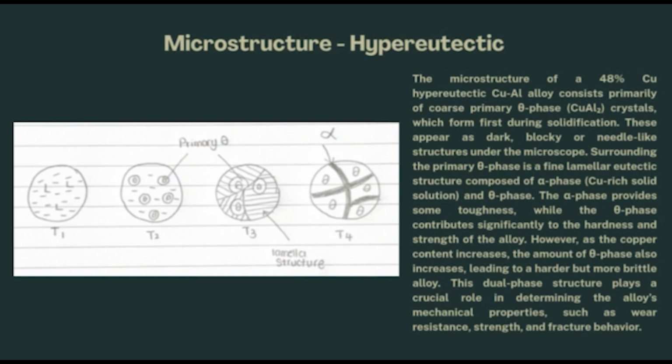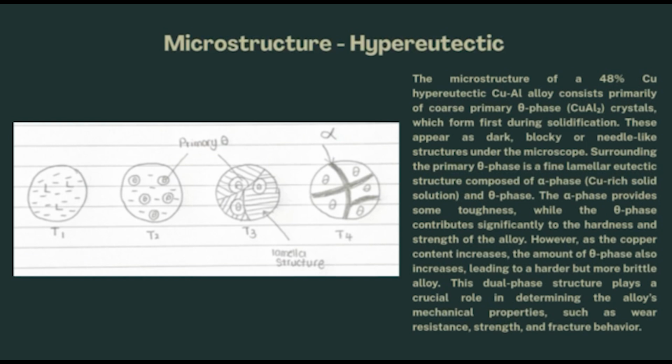The alpha phase provides some toughness, while the theta phase contributes significantly to the hardness and strength of the alloy. However, as the copper content increases, the amount of theta phase also increases, leading to a harder but more brittle alloy. This dual phase structure plays a crucial role in determining the alloy's mechanical properties such as wear resistance, strength, and fracture behavior.